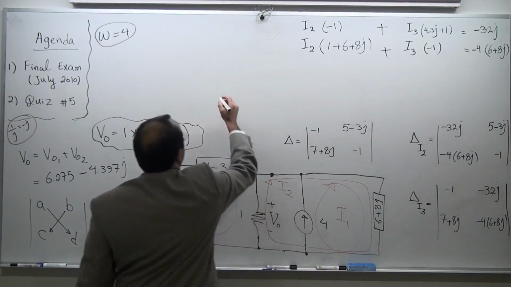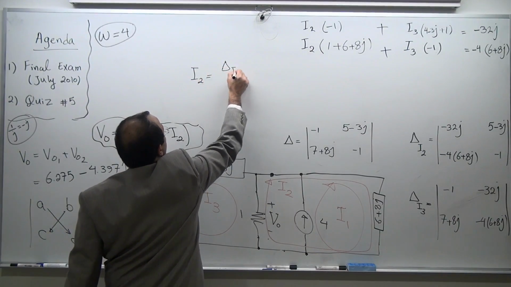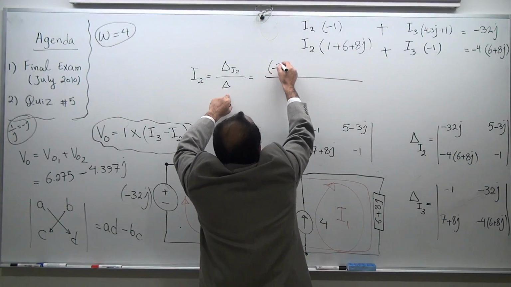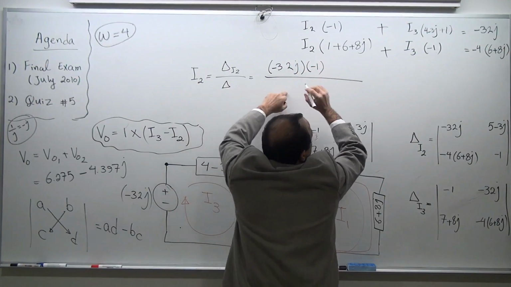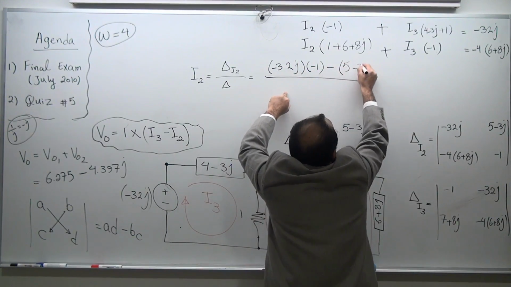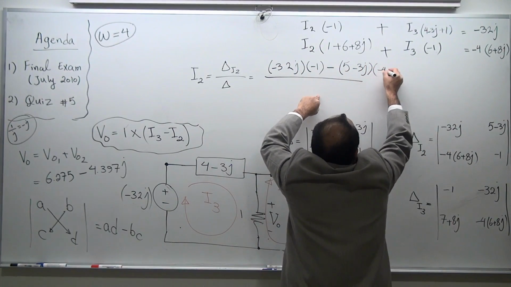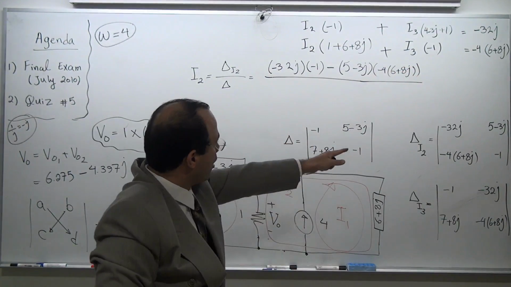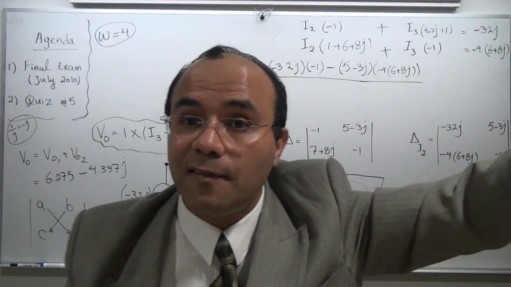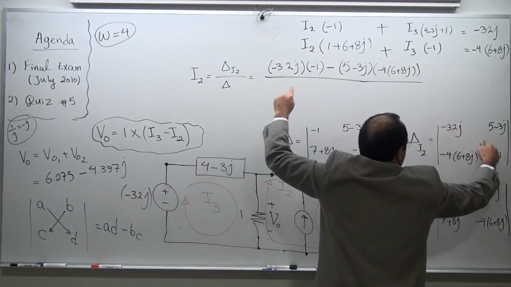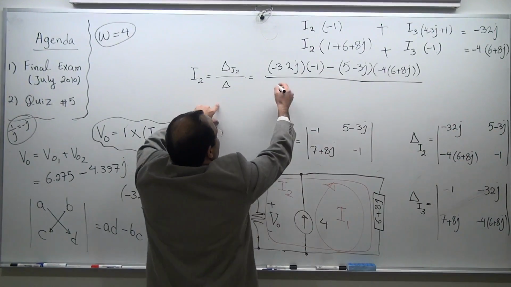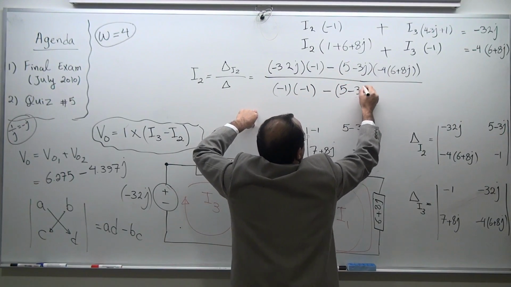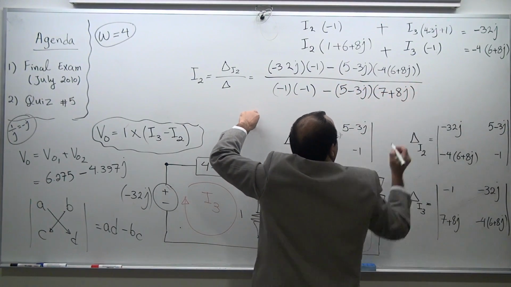Okay, the Cramer rule says I2 is equal to delta I2 divided by delta. Let's put that in. Delta I2, let's have the right side, minus 32j, minus 1. You have a minus sign anyway. 5 minus 3j times minus 4, 6 plus 8j. Did I simplify anything? No. I simply made sure I did that, because if I make a mistake at some point, I can actually see where that mistake is happening. This minus this. And the system determinant, you can actually calculate this once if you like to. Minus 1 minus 1, minus 5 minus 3j, 7 plus 8j.